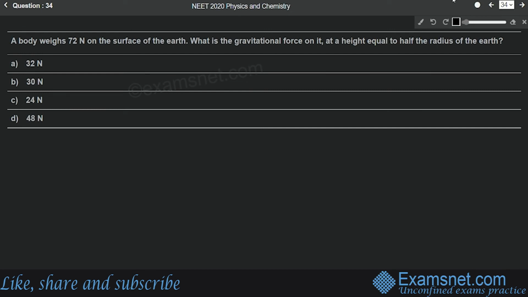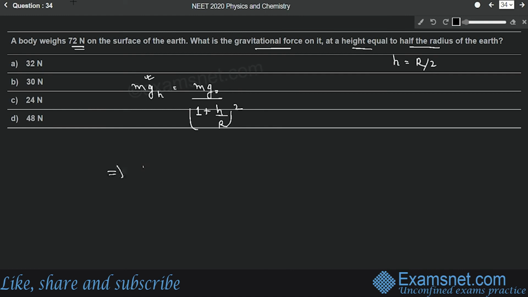Question number 34 is from the chapter Gravitation, and the question is, a body weighs 72 Newton on the surface of the earth. What is the gravitational force on it at a height equal to half the radius of the earth? That means height is equal to r by 2, right? Now, the weight of the body at a height h will be equal to the weight of the body at the surface of the earth divided by 1 plus h by r whole square. Okay, so this weight at height h is the gravitational force which is asked in the question.